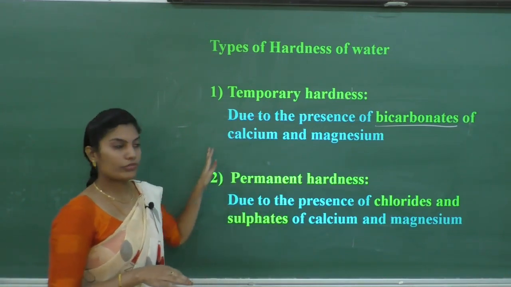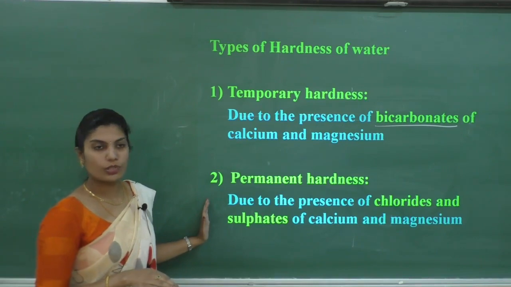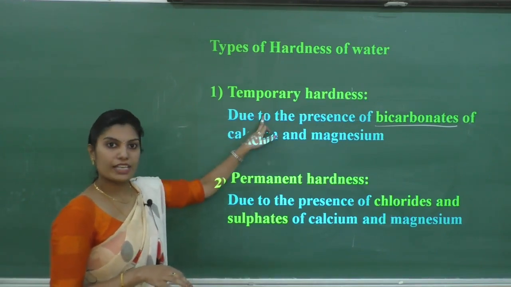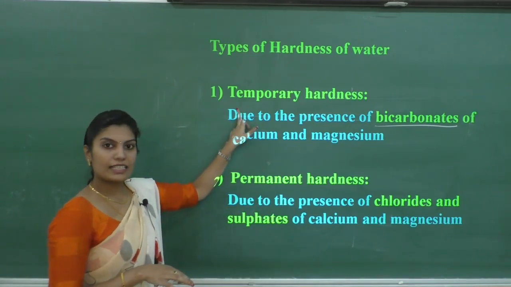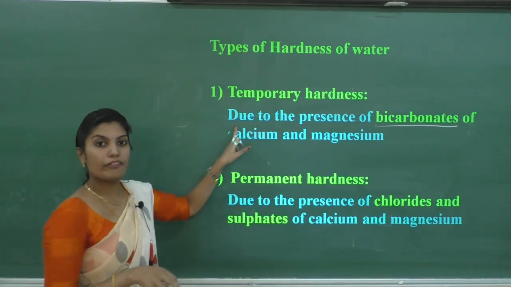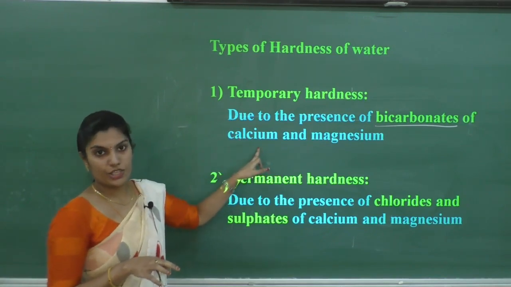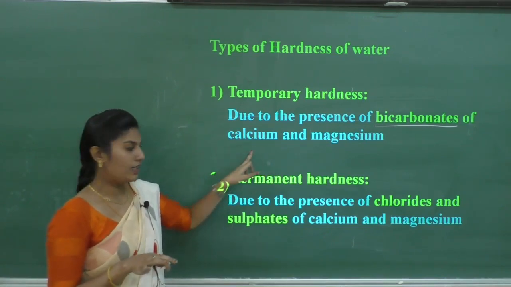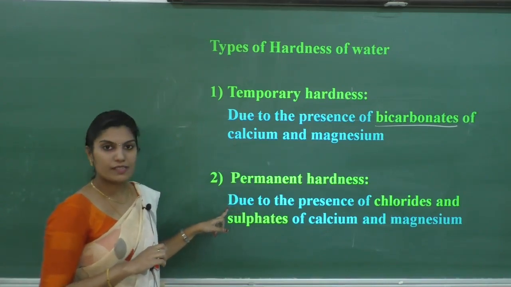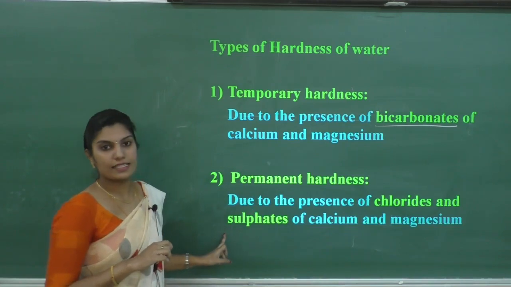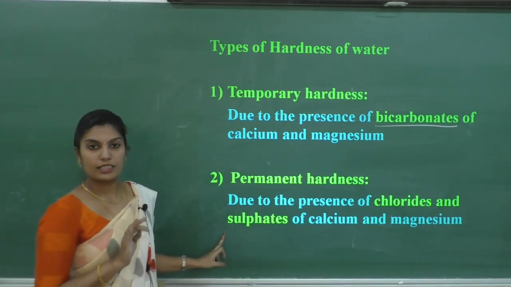Based on the type of salt present in the water, hardness is classified into two types, that is temporary hardness and permanent hardness. Temporary hardness is mainly due to the presence of bicarbonates of calcium and magnesium salts. Cleared? Next, permanent hardness is due to the presence of chlorides and sulfates of calcium and magnesium. Cleared?